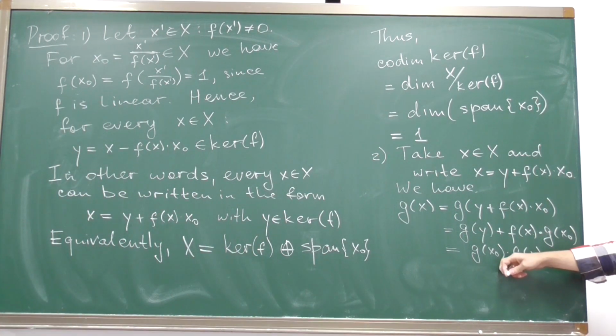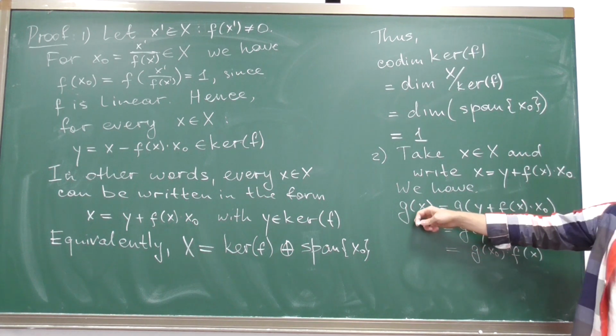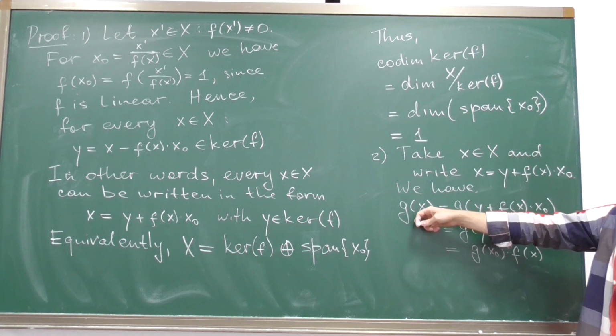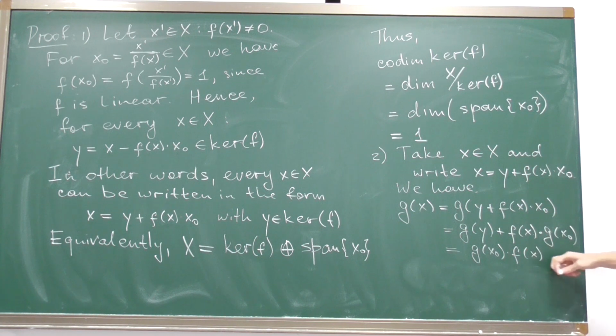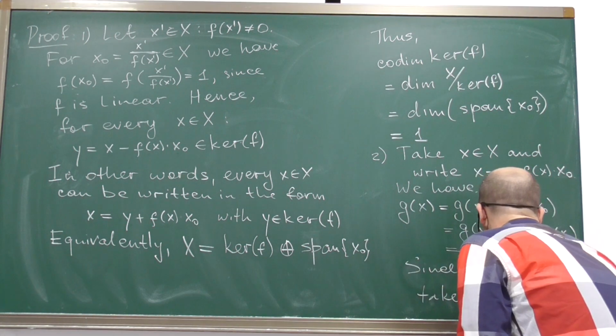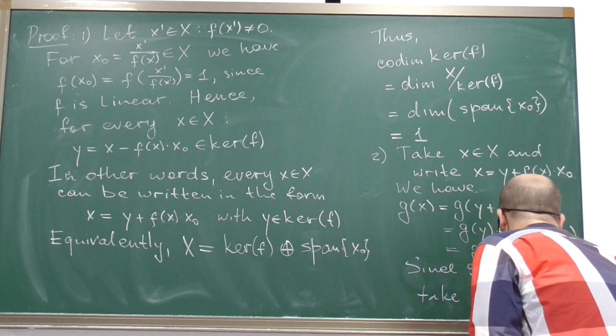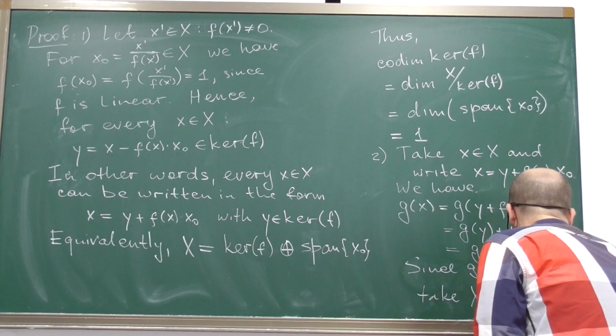Let us note that g of x naught cannot be equal to 0, because otherwise g is identically 0, so it's 0 at every point, but the kernel of f and the kernel of g coincide, so f is then 0 everywhere, which is not the case by our assumption. We take lambda to be 1 over g of x naught, and we're done.